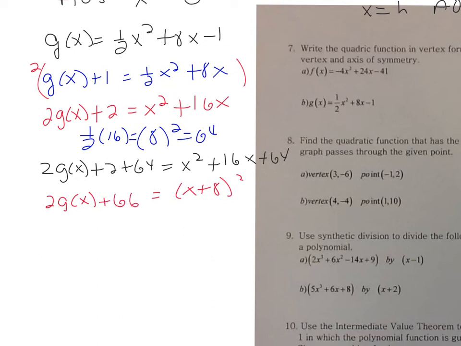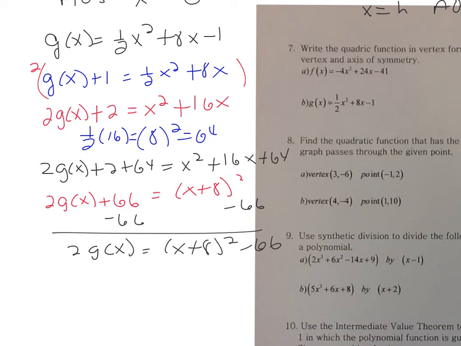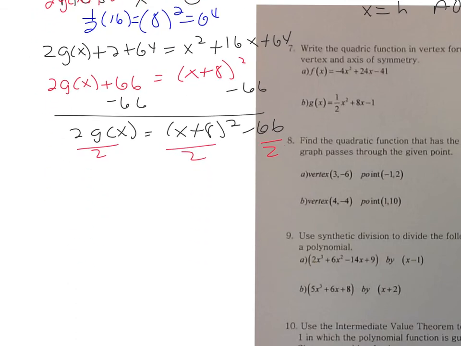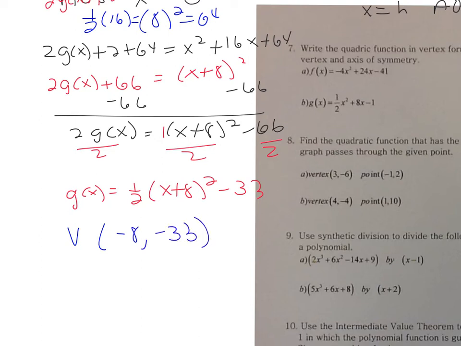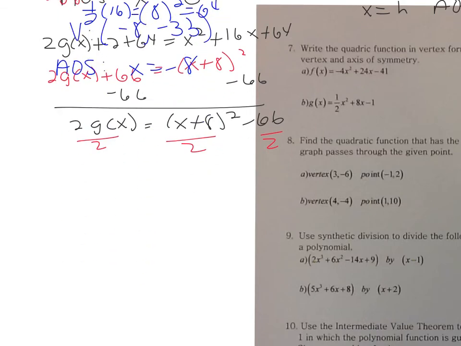So minus 66 from both sides. So I get 2g of x is equal to x plus 8 squared minus 66. Divide everything by 2. We get, I'm just moving everything up, g of x is equal to, there's really a 1 in front, so it's 1/2 times x plus 8 squared minus 33. Vertex would be (negative 8, negative 33), and the axis of symmetry would be x is equal to negative 8. Okay, so next, number 8.